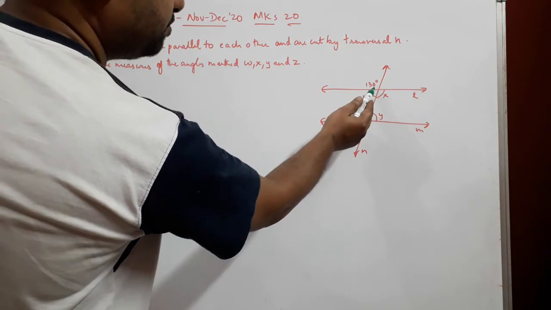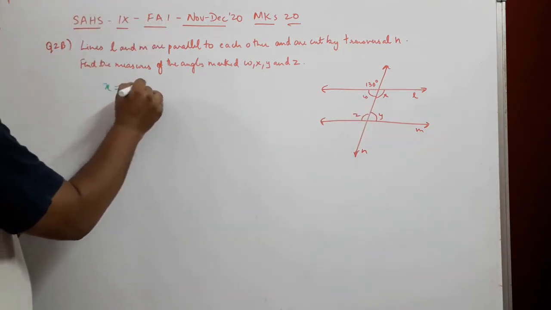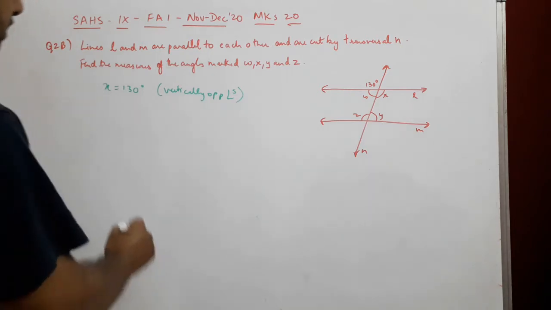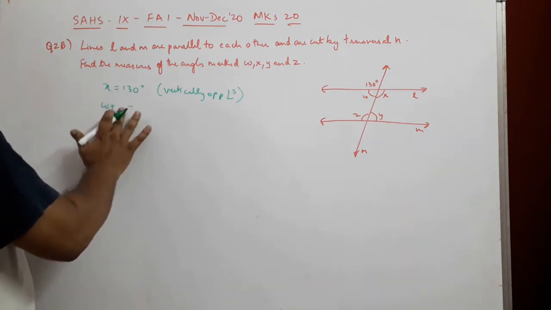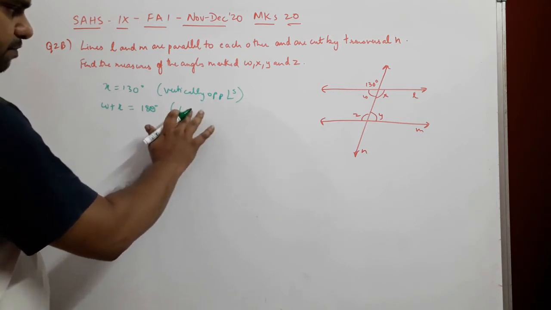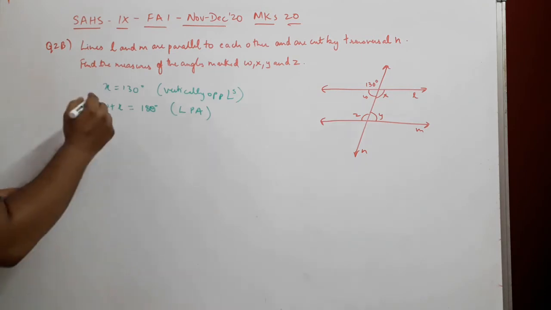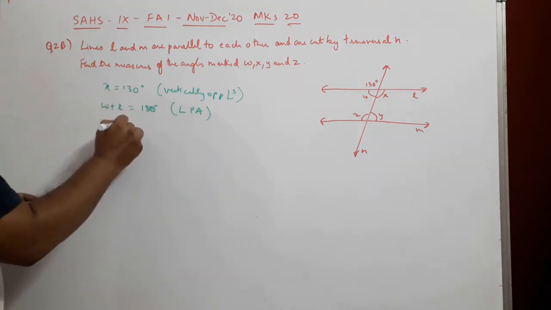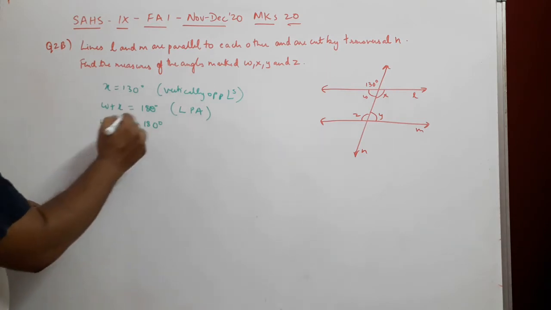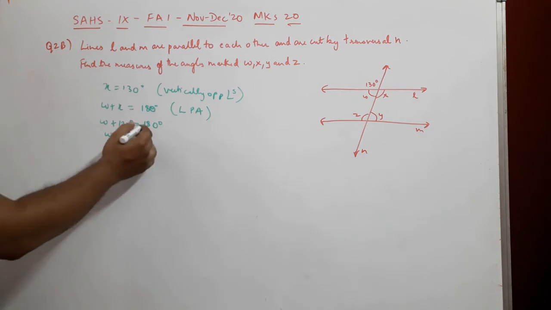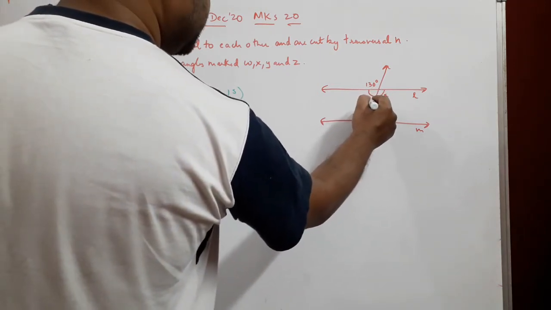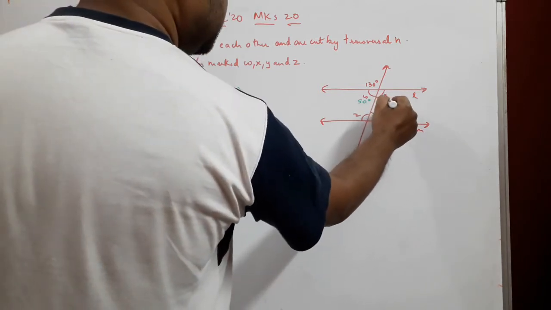So the value of X has got to be equal to 130. Why? Because they are vertically opposite angles. Then W plus X equal to 180 degrees. How? It's linear pair axiom. W is what we need to find out. X is 130, we just found out, and that is equal to 180 degrees. That means W will be equal to 50 degrees. When we take 130 degrees to the other side of the equal to sign, it becomes negative. 180 degrees minus 130 degrees gives us 50 degrees. So now we have W equal to 50 degrees and X equal to 130 degrees.